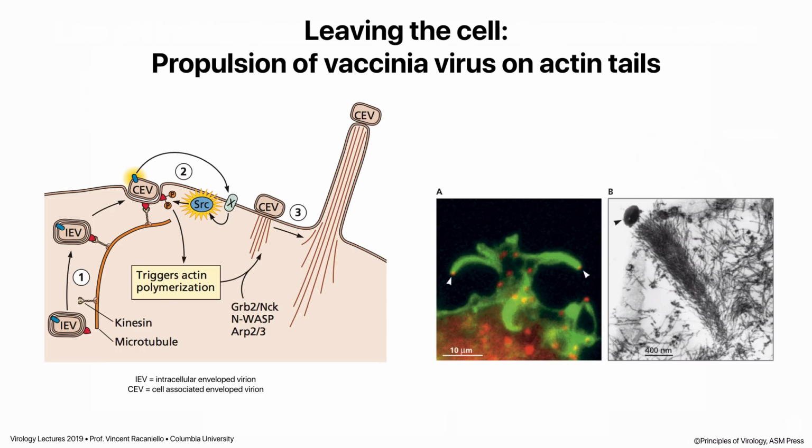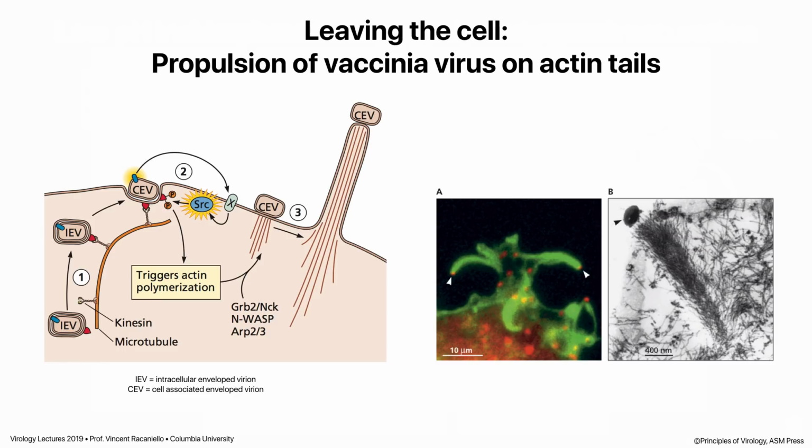All right, the last few minutes I want to spend talking about how viruses get out of cells. One way is very cool, exemplified by vaccinia virus. They're actually propelled on actin tails. So here's a vaccinia virus which has matured in the cell. It's got two membranes. It moves to the plasma membrane on microtubules by motors. One of the outer membrane fuses with the plasma membrane. Now you have this extracellular virus here.